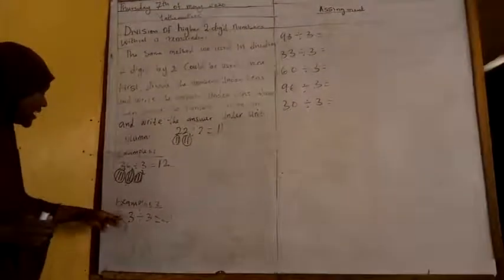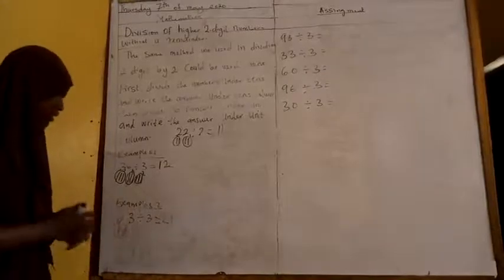Let's move to example 2. We have our 6 and 3, which is 63. So you just count your 6: 1, 2, 3, 4, 5, 6. Can you see it very well? You count your 6: 1, 2, 3, 4, 5, 6.